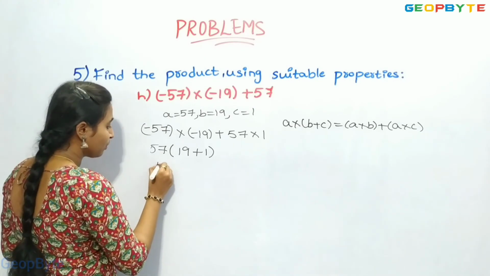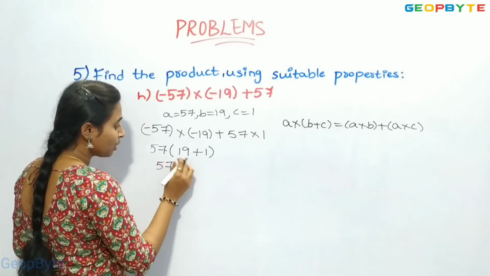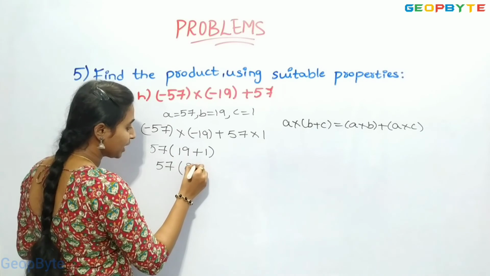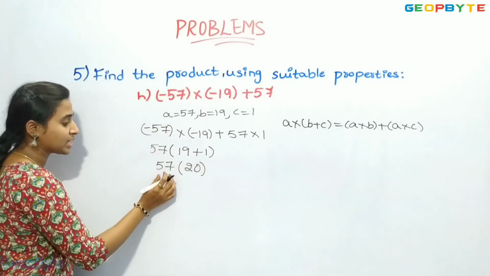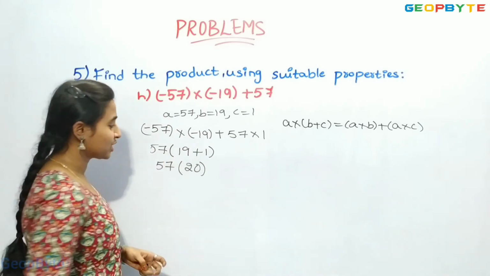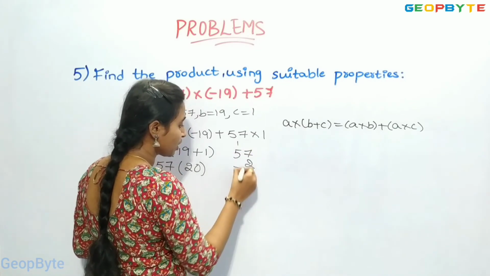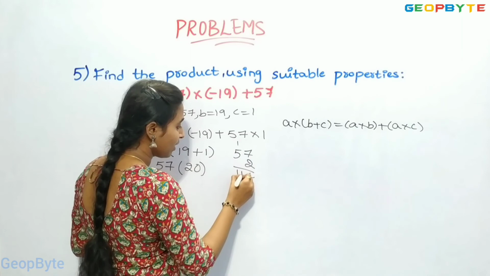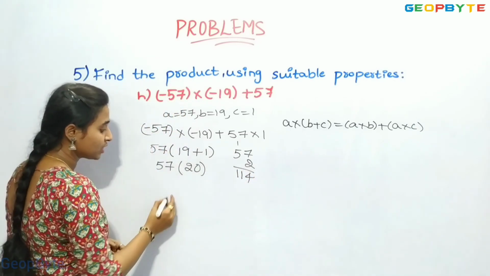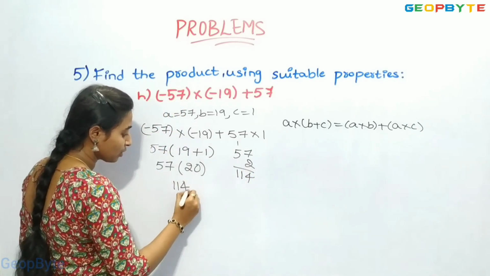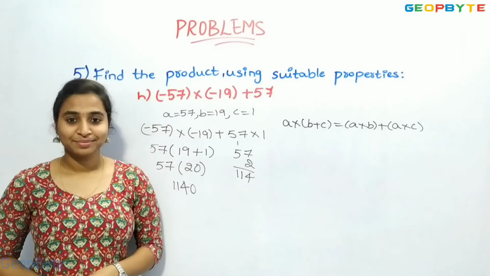Now, 57 into 19 plus 1, 20. 57 into 20. How much? Let us do it. 57 twos: 7 twos are 14. 5 twos are 10, 11. 114. We have 0. That is 1140.